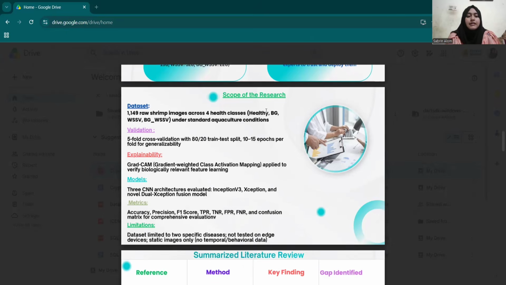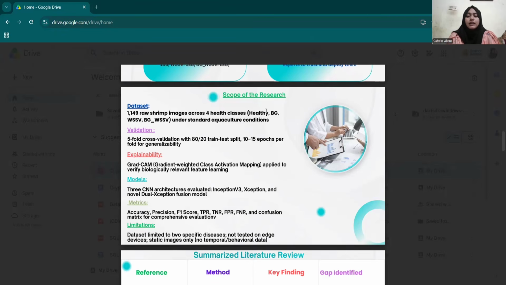And the third one is explainability. For explainability, we use a technique called gradient-weighted class activation mapping, applied to verify biologically relevant feature learning.